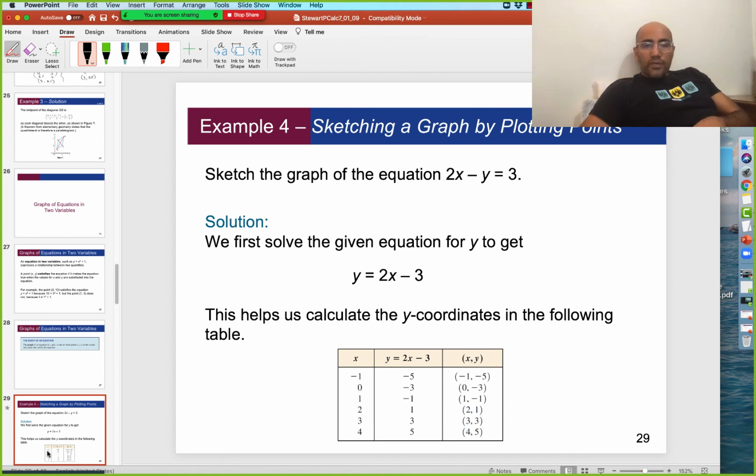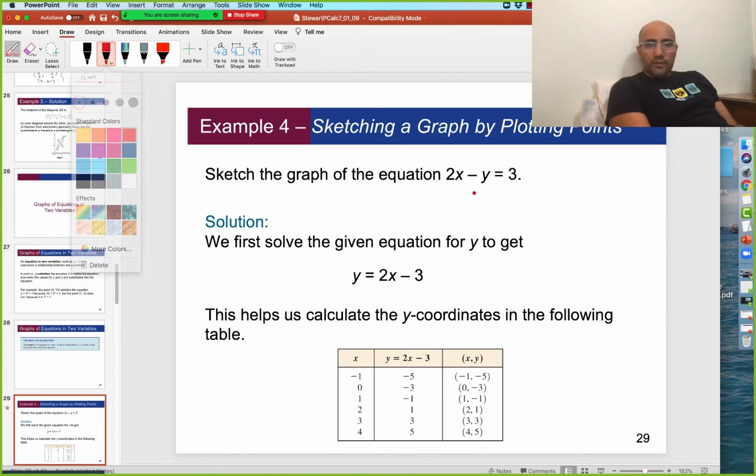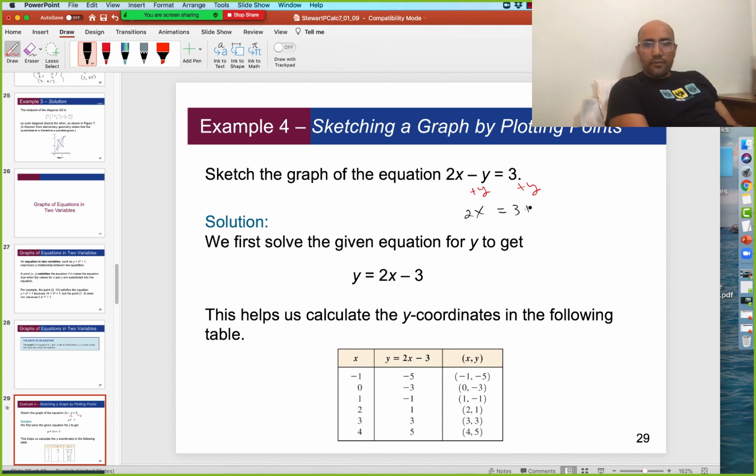We need to solve for y. That's easy, right? What we have to do is move all the terms from one side to the other side so we can isolate the y. So that's plus y. That would get us to 2x equals 3 plus y, and then minus 3 on both sides. That gets us to y equals 2x minus 3, which is this equation right in here.